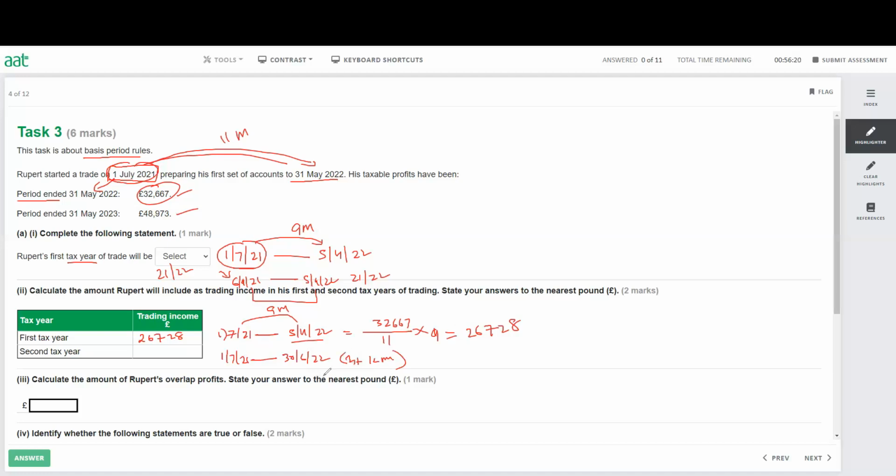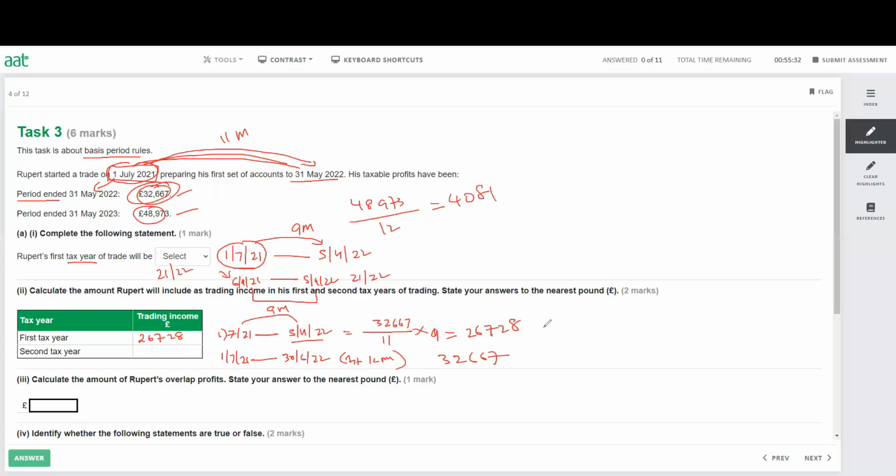As the first period of accounts is less than 12 months, it's only 11 months, July to May, I take the first 12 months for the next tax year. So I already have the 11-month profit, 32,667. And I need one more month from the next year, from 48,973, which is for 12 months. So I need one more month from there. Divide by 12, it will give me per month, 48,973 divided by 12, so I have 4,081. So I need to just add that.